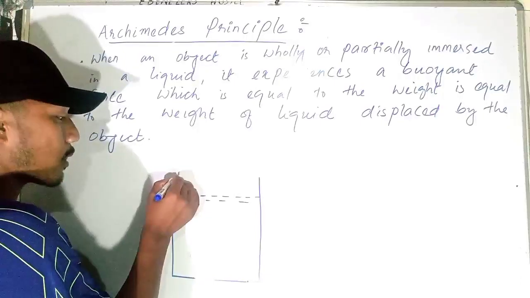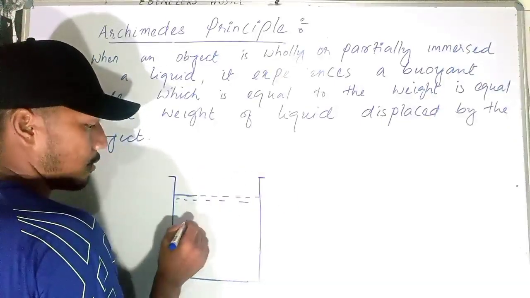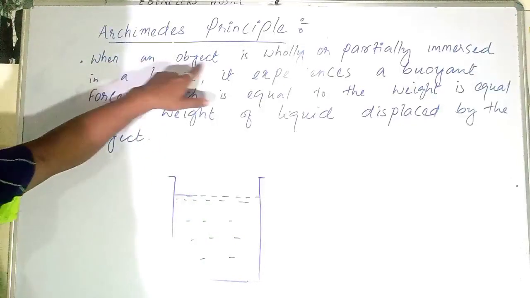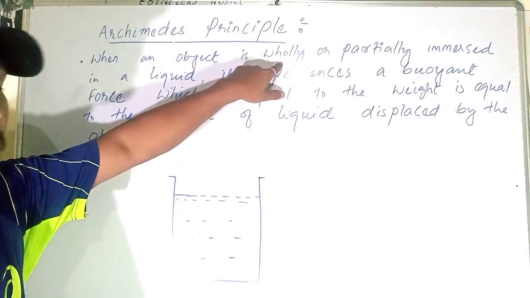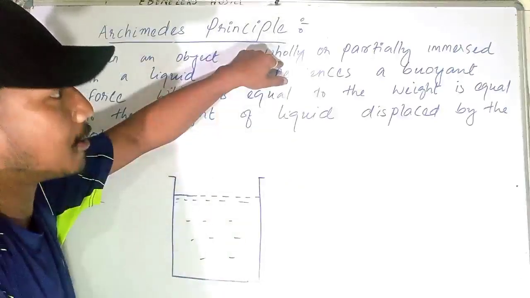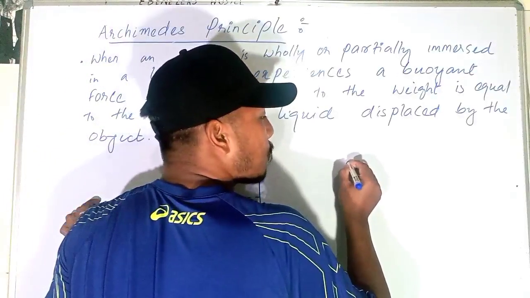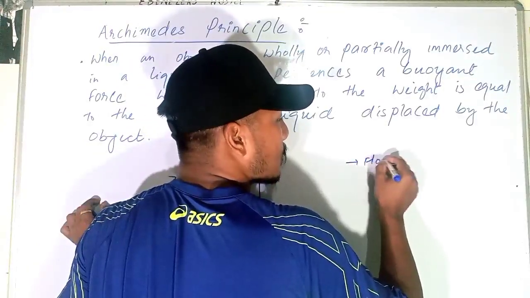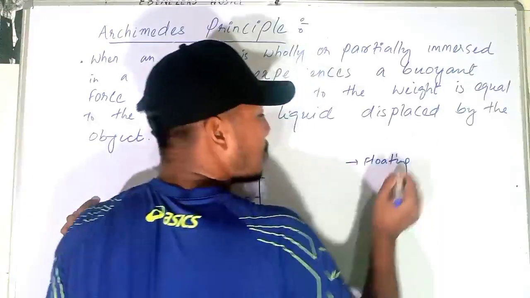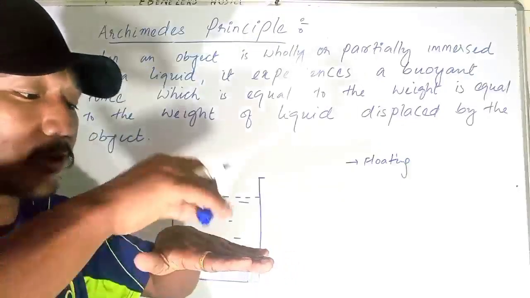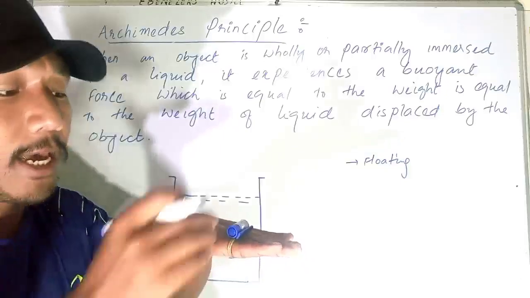Okay, so this is our container, this is our liquid. Down here we have a liquid out here. So what is it? When the object is wholly, that means full, totally immersed, put into the water, we will not be dealing with an object floating on the water. That is the water layers here; if it is floating on the water, we will not be discussing it.